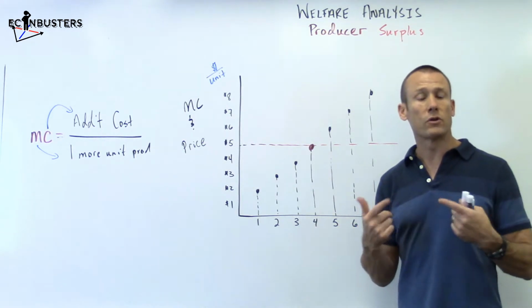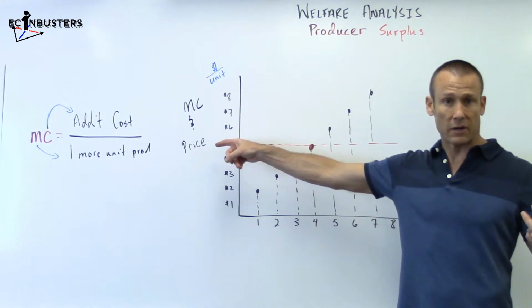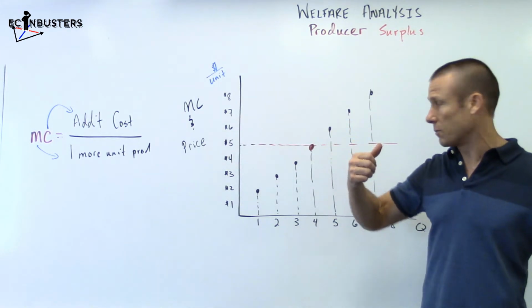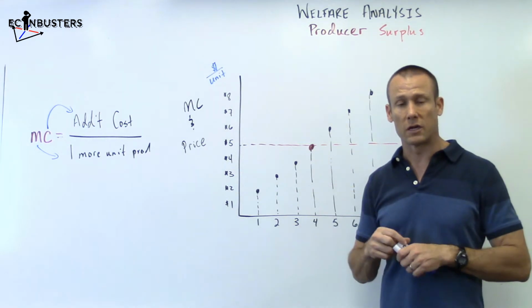Why? The per unit cost, the marginal cost, is above the per unit revenue, i.e. the price, right? The price is the per unit revenue to the firm. So we're not going to supply the 5th, 6th, or 7th. Remember, the supply curve is the marginal cost curve.